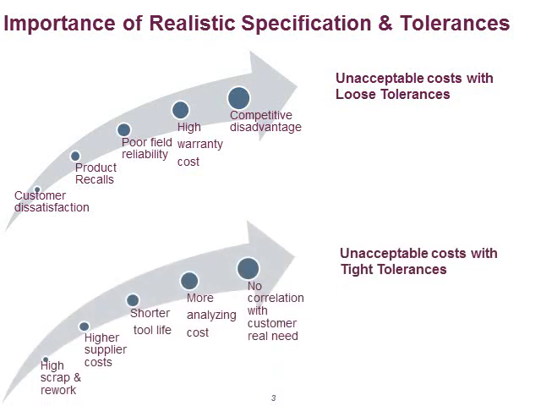Likewise, when the tolerance of an unimportant variable is tight, it will increase scrap and rework, higher supply cost, shorter tool life, more realizing cost, no correlation with actual customer need, and many other forms of cost.